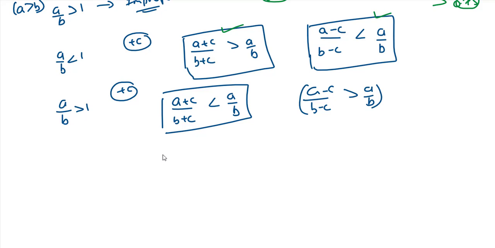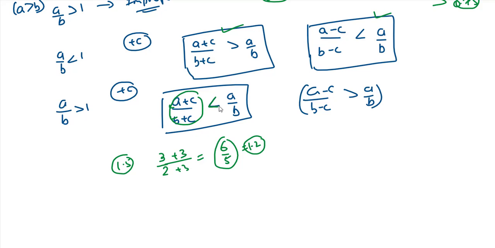If I take this example, let's say 3 by 2. Since A is greater than B, this is an improper fraction. The value of this improper fraction is 1.5. If I add, let's say, 3 to the numerator and 3 to the denominator as well, I'll get the value 6 by 5. Now 6 by 5 is equal to 1.2. Clearly 1.2 is less than 1.5. So in case of an improper fraction, if we add some constant term to the numerator as well as the denominator, the new ratio will become less than the original ratio. As you can see, 1.2 is less than 1.5.